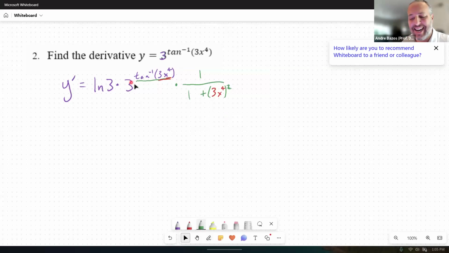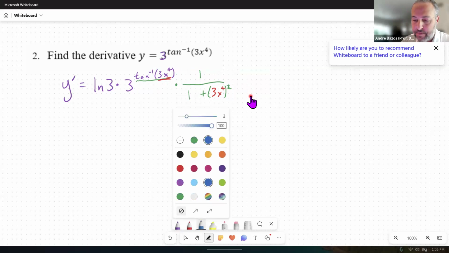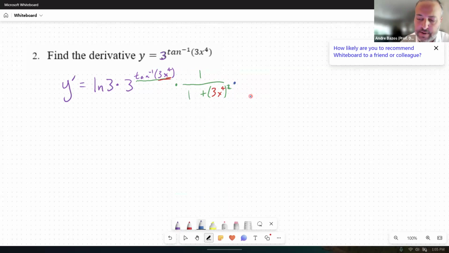So that was the inside function, right? So we just did the tan inverse. Now we need to do the innermost function of this inside function. So there we have 3x to the 4th. I need to take the derivative of that. So let's do it in blue. And I should have started this right here.